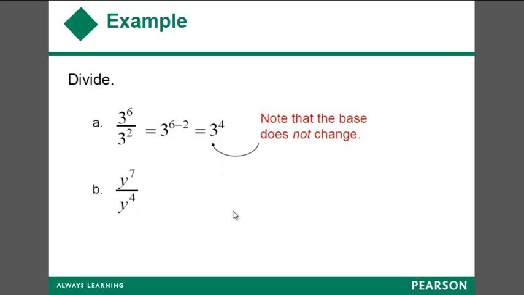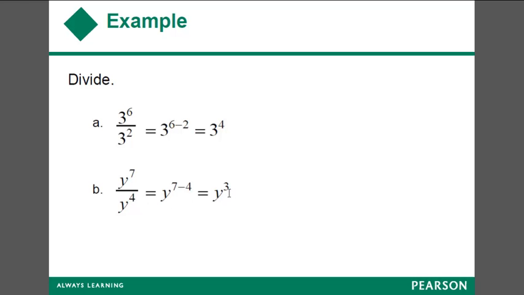Notice my base does not change. Here my bases are the same, they're both y, so I'm going to do 7 minus 4, and I get y to the 3rd. This is if my largest exponent is in the numerator.